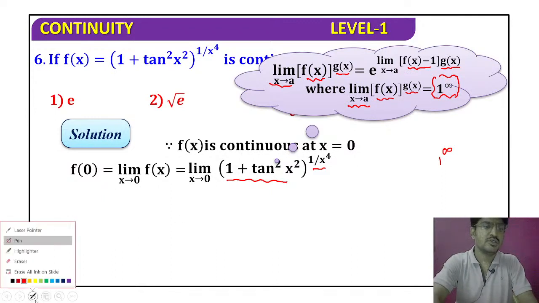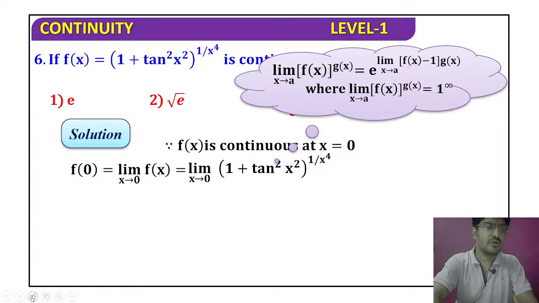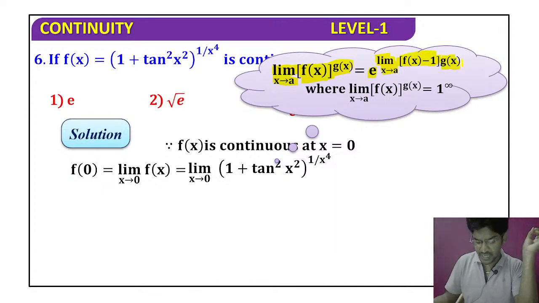So whenever it is in the form of 1 to the power of infinity, limit x tending to a of f of x to the power of g of x becomes e power limit x tending to a of f of x minus 1 into g of x. So this rule you have to apply.